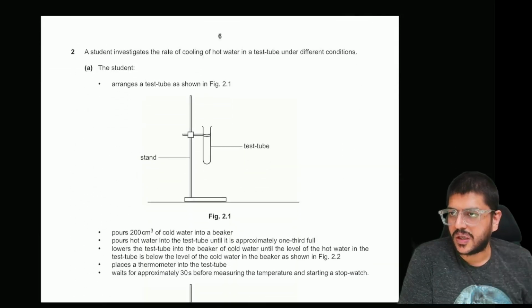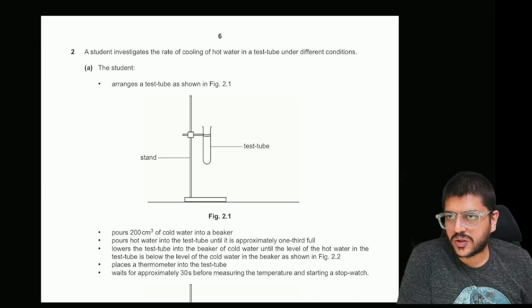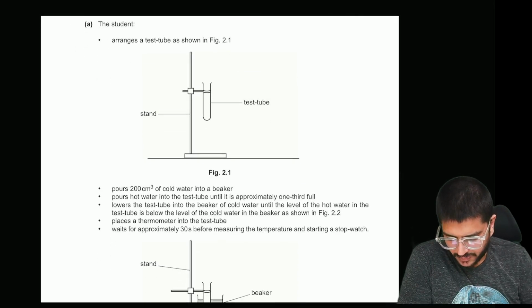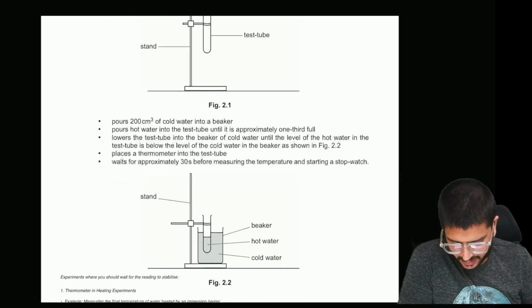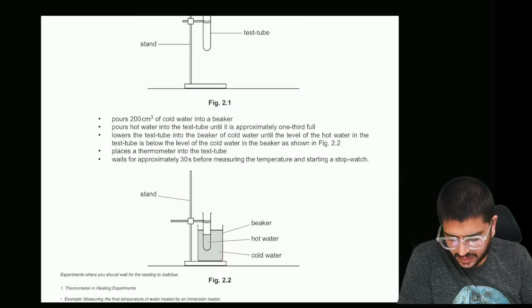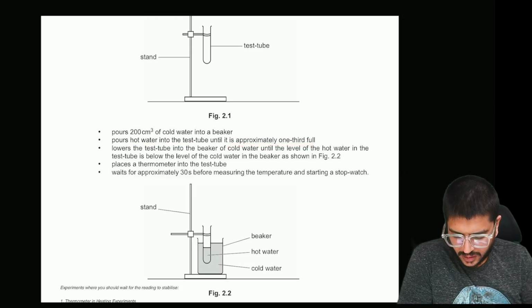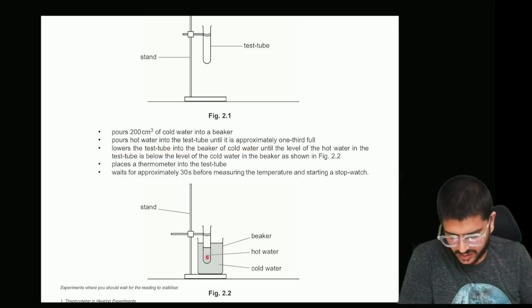Question number 2. The student investigates the rate of cooling of hot water in a test tube under different conditions. So you have a test tube, you pour 200 cm cube of cold water into the beaker. There's another beaker like this one. And in the test tube, you pour hot water until it is approximately 1/3 full. He lowers the test tube into the beaker of cold water. So he lowers it into this cold water, and actually what's going to happen? It is going to start flowing out.